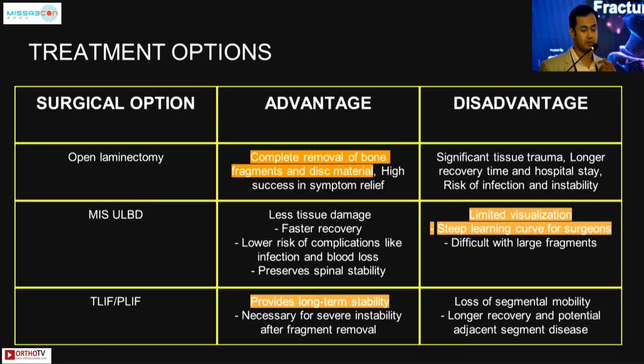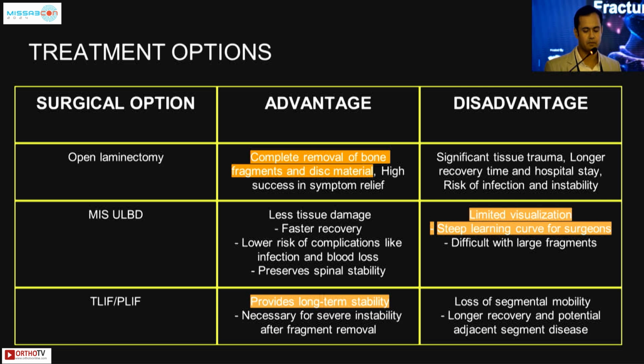So what are the treatment options that are available for treating a PARF lesion? The 3 conventional options include open laminectomy, MIS ULBD, or a TLIF/PLIF procedure. The advantages and disadvantages of each have been described here. Open laminectomy gives us the chance to do a complete removal of the disc herniation and the PARF lesion, which gives a high chance of symptom relief, but it is associated with significant tissue trauma and longer recovery time and hospital stay. MIS ULBD can be a second option, which is less tissue damaging with faster recovery, but limited visualization and a steep learning curve for surgeons might be a disadvantage.